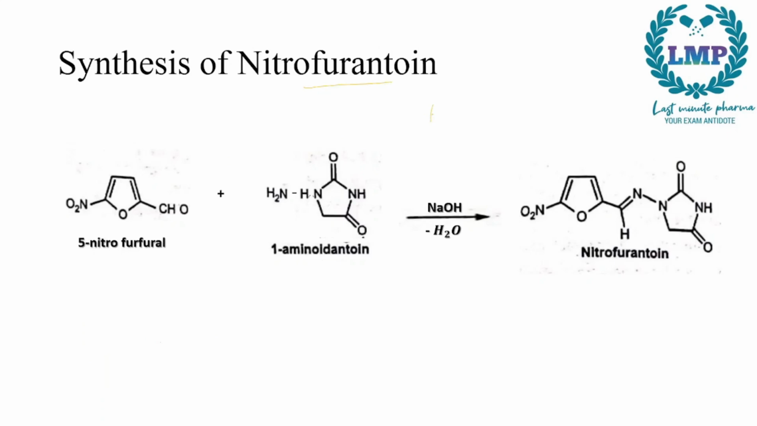Now the structure of nitrofurantoin is something like this: a furan ring. Attached to this is a nitro group. Then we have a CH with a double bond N connected to another N, which is in a 5-membered ring. Next to the N is a double bond O, then another NH, another double bond O. Now this is nitrofurantoin.